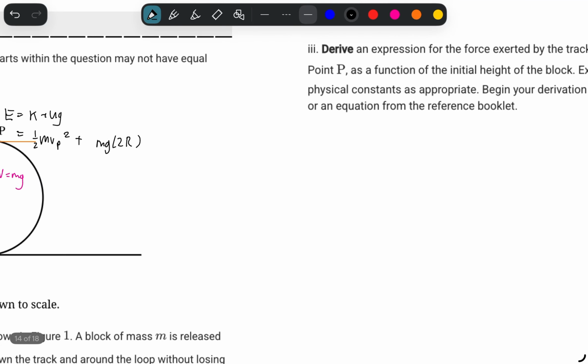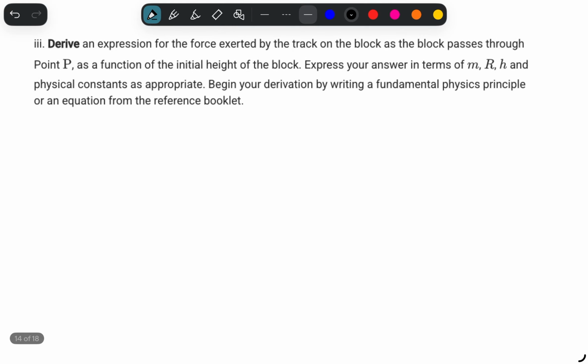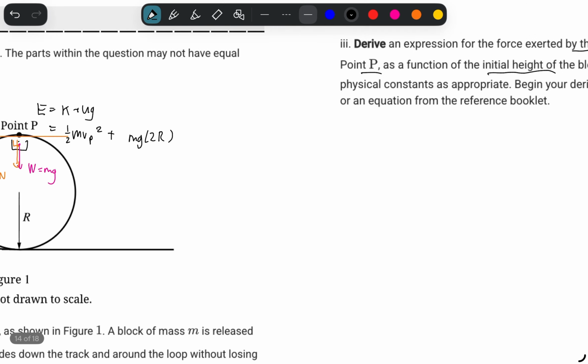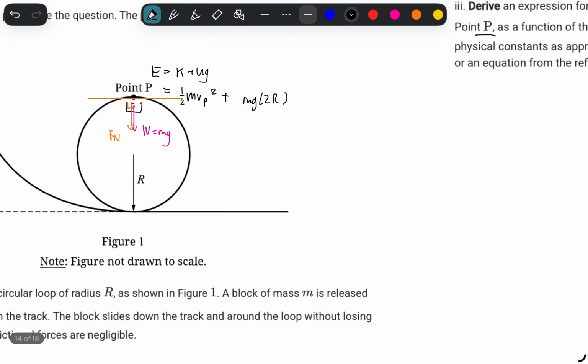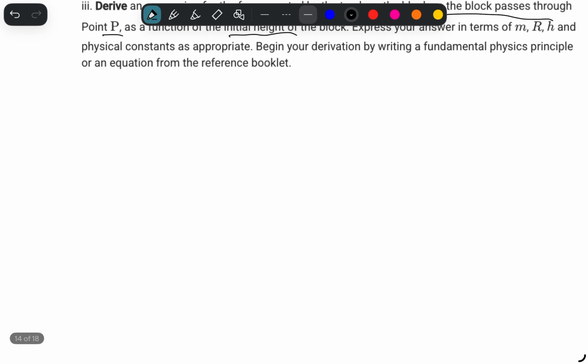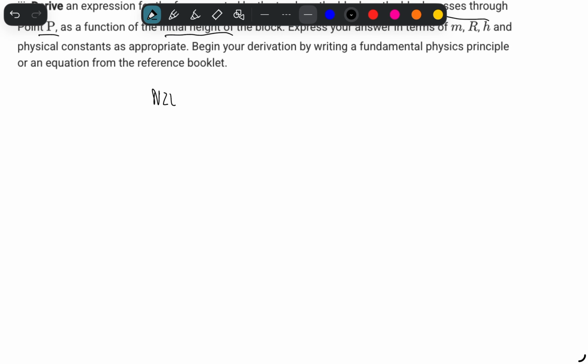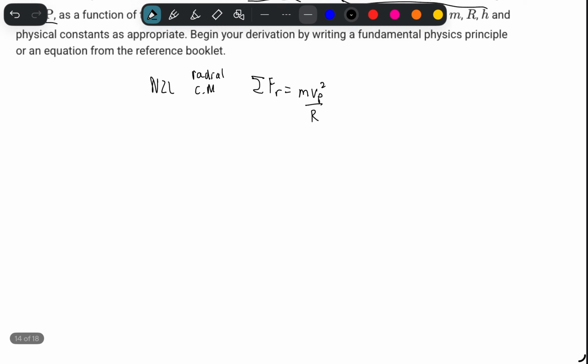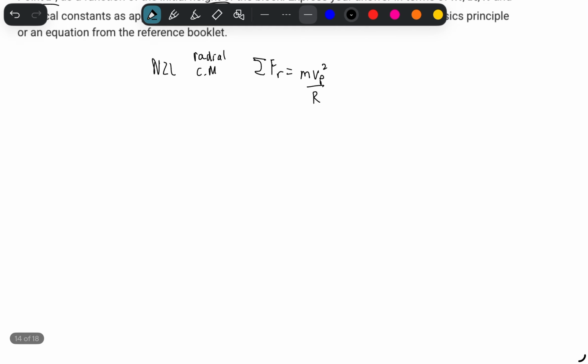Now, for part 3, we want to derive an expression for the force exerted by the track on the block as the block passes through point P as a function of the initial height of the block. So we're going to do this by first looking at point P. Our inward direction is going to be downward towards the center of the loop. So we are going to think about Newton's second law, this is radial, this is circular motion, and that is going to be when you have the summation of the forces equal to m vP squared over r.